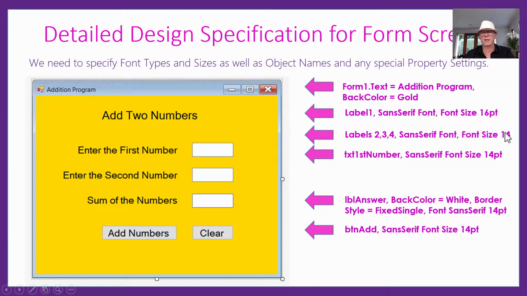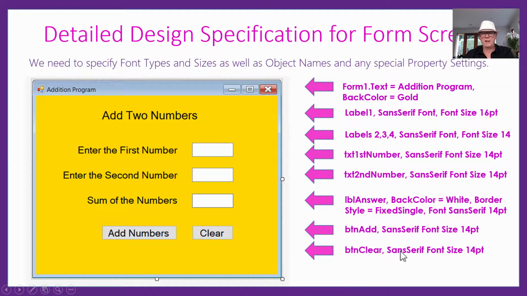earlier. They're all font size 14. We've got the second number text box here, which is also size 14 font. And last of all, we've got btn clear, which is also a size 14 font that goes into that.